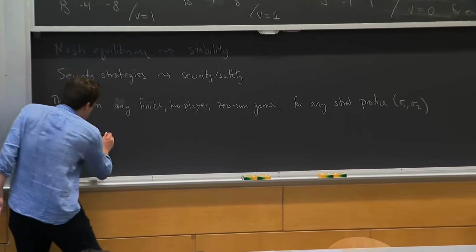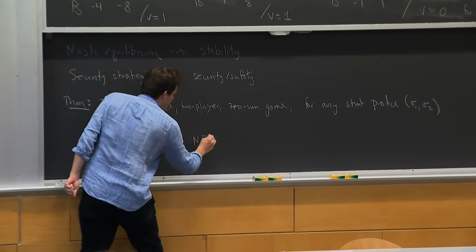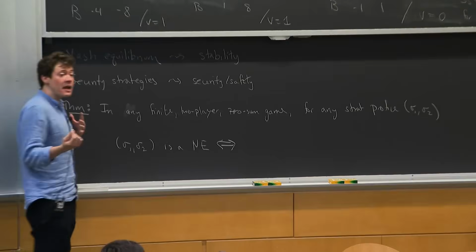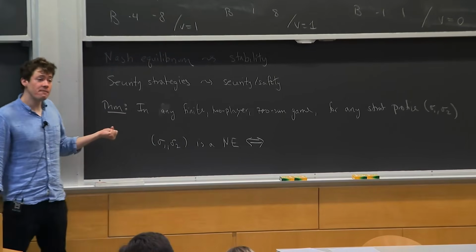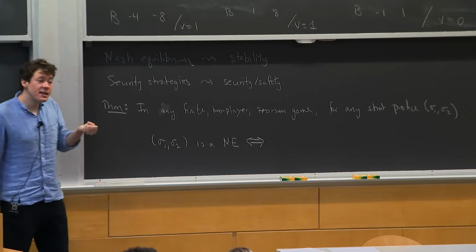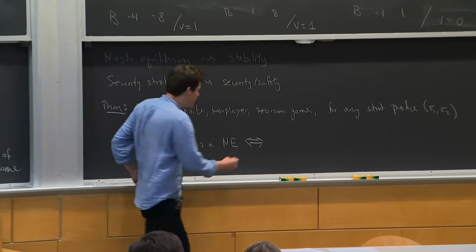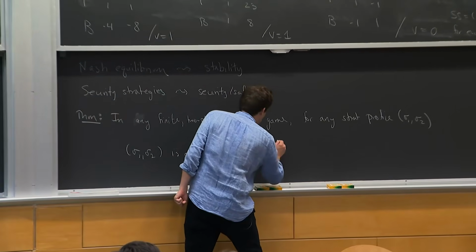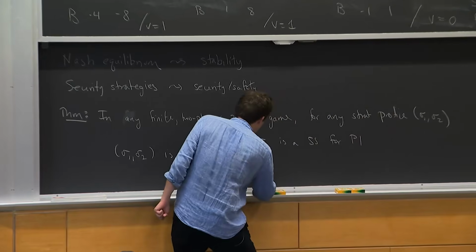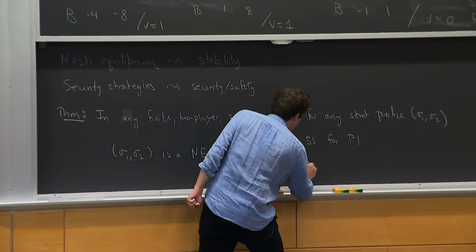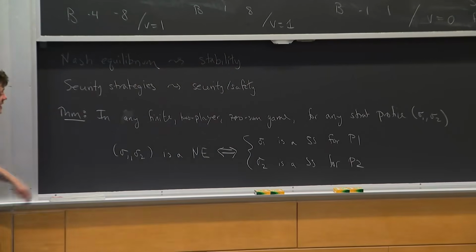I'm going to argue that sigma 1, sigma 2 is a Nash equilibrium if and only if... So I'm saying two statements are equivalent. One statement is that this strategy profile is a Nash equilibrium. The other statement is that each component of this profile is a security strategy. So if and only if sigma 1 is a security strategy for player 1, and sigma 2 is a security strategy for player 2. So this is an if and only if statement.